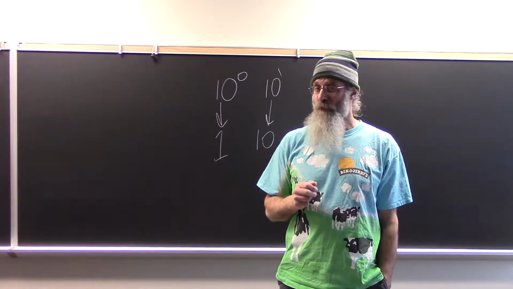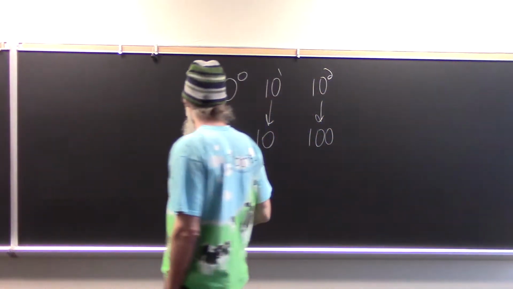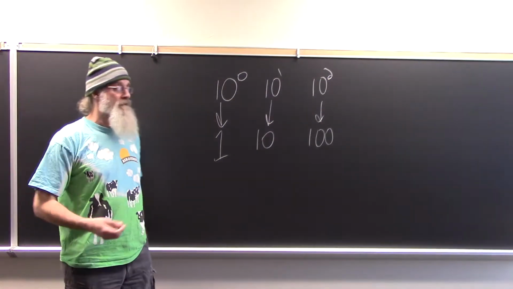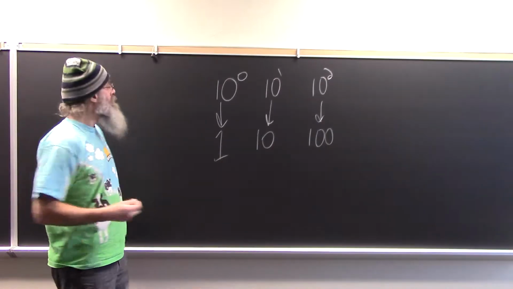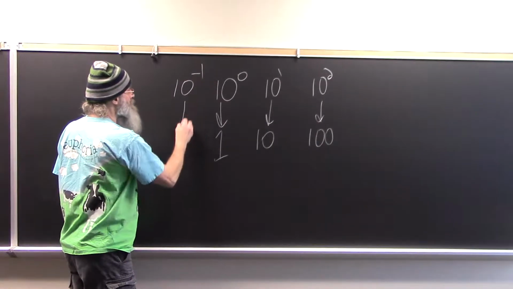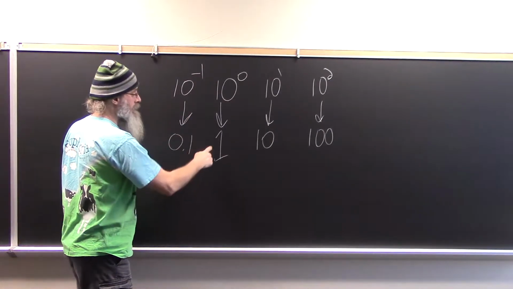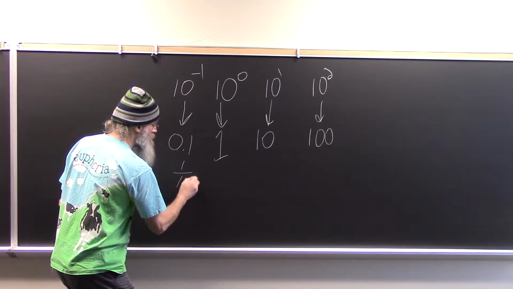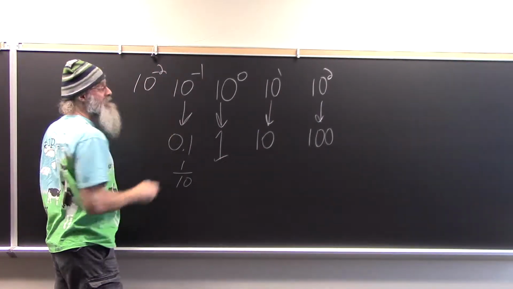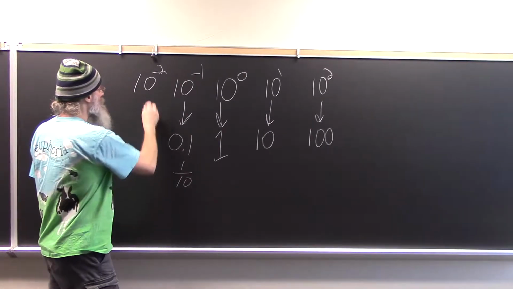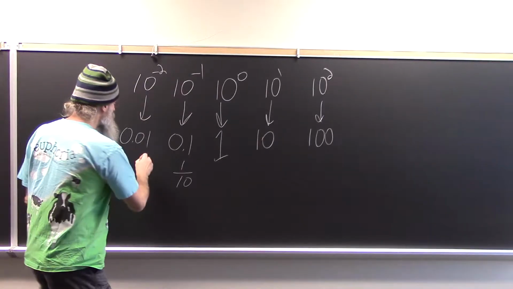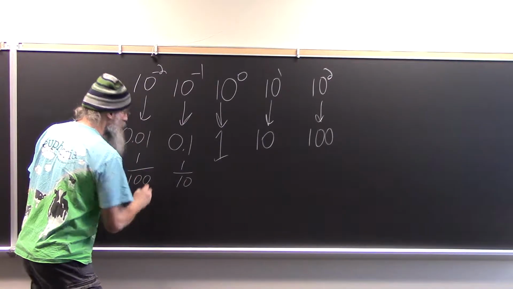But there's an easier way to represent that, and that is to go over onto this side. So if we are going to divide by 10, if we're going to divide 1 by 10, that gives us 10 to the minus 1. So 10 to the minus 1 is equivalent to 0.1, which is equivalent to 1 divided by 10. 10 to the minus 2, that's equivalent to 0.01, and that's equivalent to 1 over 100, 1/100th.